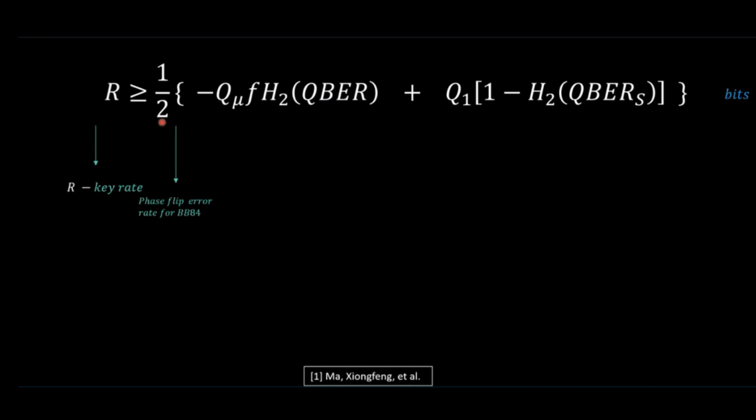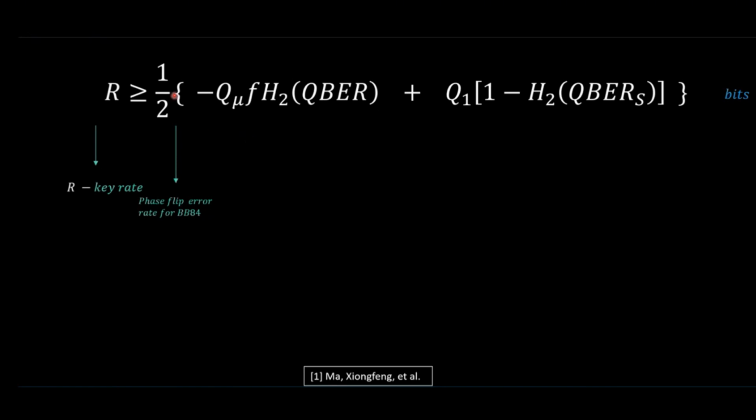So K rate tells us what was the rate of the secure key, how many bits we can actually transmit error-free. This is what the K rate tells us, and the idea is, let's go through this equation.